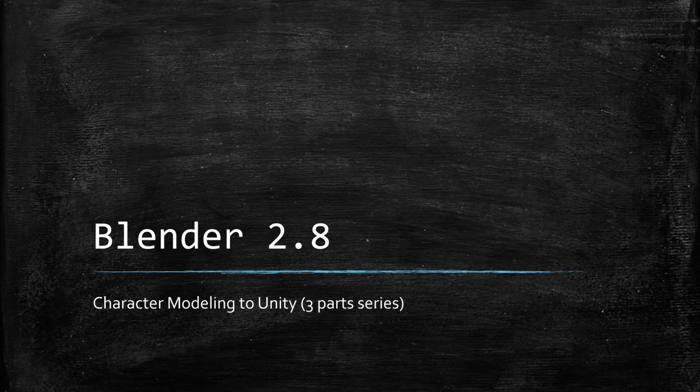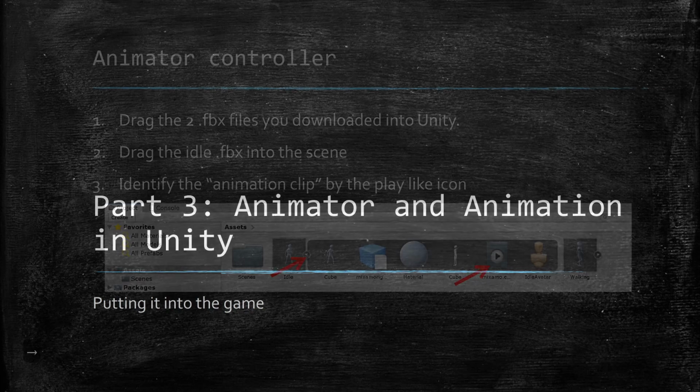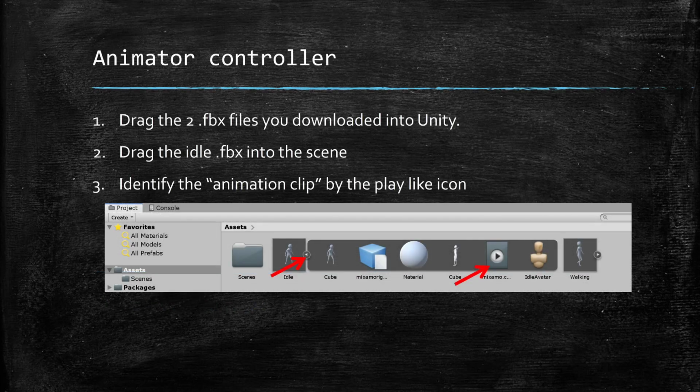Alright, so welcome back to the Blender tutorial on character modeling. This is the third part, where we put the animation into Unity and set up the controller as well as the animation clips within Unity, so that when you do something, a specific animation will be played. So, understanding the animator controller itself.